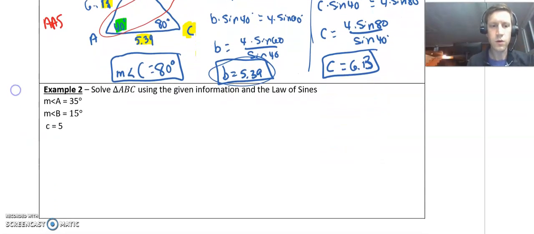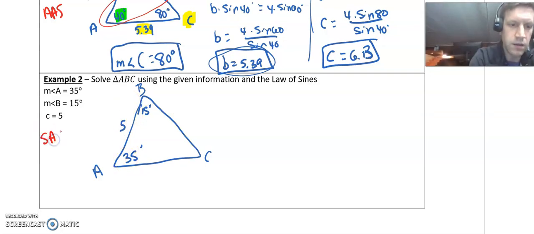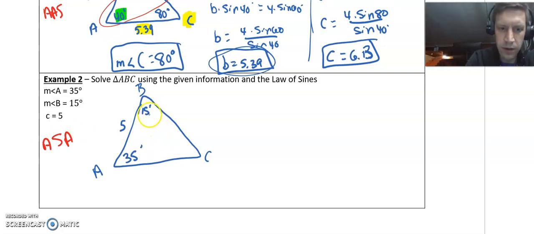Okay. So last example, same thing, set up a triangle. ABC, 35 degrees, 15 degrees, C is 5. This is angle side angle, because I know the side that's included in between the two angles. I have kind of a freebie here, right? 15 and 35 is 50. Subtract that from 180, and I know that this is 130 degrees. Angle C equals 130 degrees.